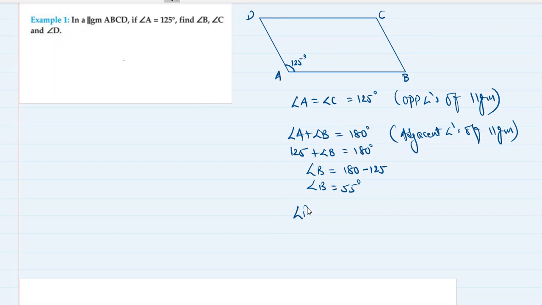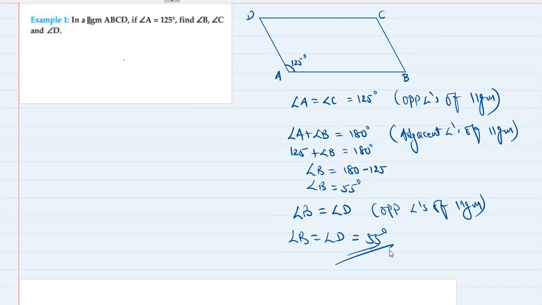See, angle B is equal to angle D. Opposite angles of a parallelogram are equal. So angle B is equal to angle D, which is equal to 55 degrees. So you got all the angles. Angle A and angle C are 125 each. Angle B and angle D are 55 each. Let's go to the next question.